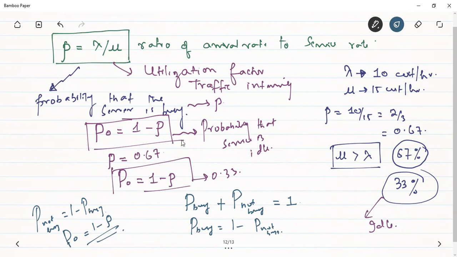Okay, so this is regarding the utility ratio. So what is it known as? Utilization factor, traffic intensity, and sometimes it is also known as utility ratio. Okay, you can come across various terms for this rho. Very important term, that is rho.